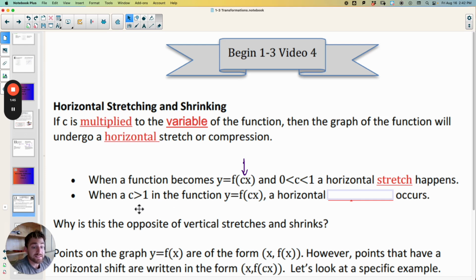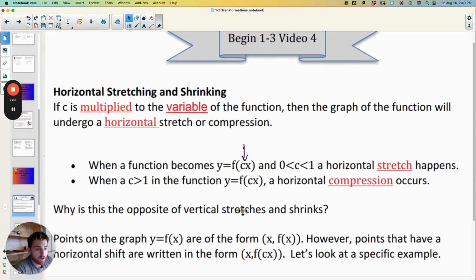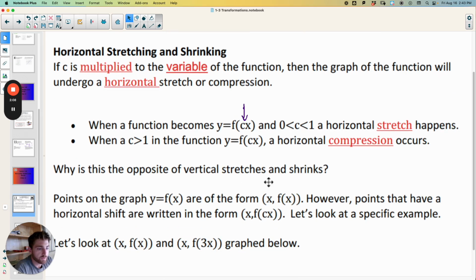When c is greater than 1, in the function y equals f of c times x, this is going to be a horizontal compression. So again, opposite of what we would think here. C is on the inside of the parentheses, so that's going to end up being a horizontal compression. So it's the opposite of vertical stretches and shrinks.